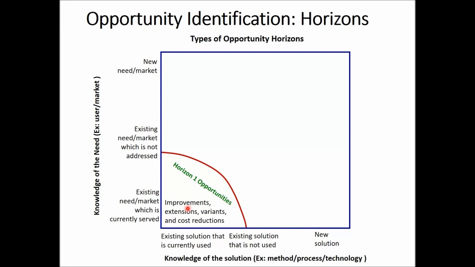For example, again, if I go back to this selfie stick example, the selfie stick was there, and adding a tripod to it is a kind of improvement. So that is a horizon 1 type of opportunity that was capitalized, selling it to the same existing market and the same existing solution, but in a more improved fashion.